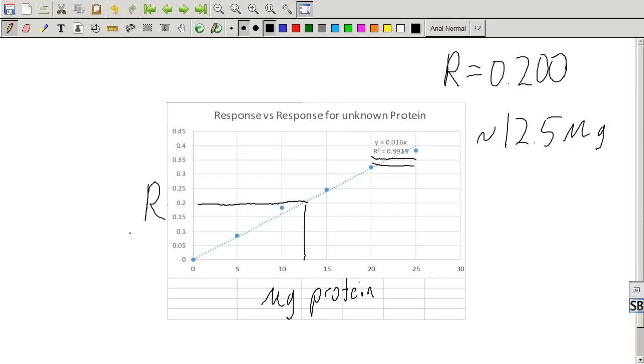We've got the slope, okay? In this particular case, the graph tells me that the slope is 0.016. Exactly. So you can use y equals mx plus b. Now b, what is the value of b? What is that value in this graph? 0. Yeah. I force this line through 0.